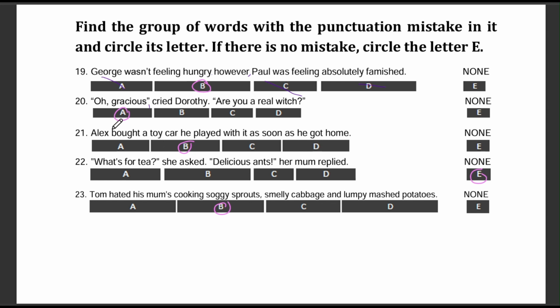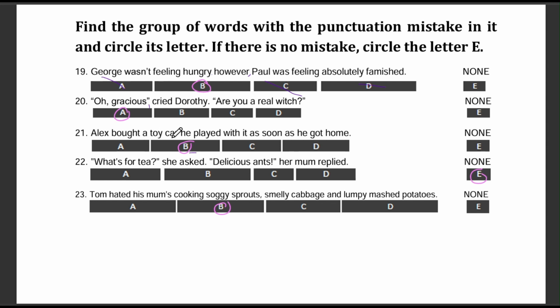Question 21. Find the group of words with the punctuation mistake. Alex bought a toy car. He played with it as soon as he got home. Options: A, Alex bought a toy car. B, he played with it as soon as he got home. C, none. D, no punctuation mistake. E, blank. Correct answer: B, he played with it as soon as he got home.